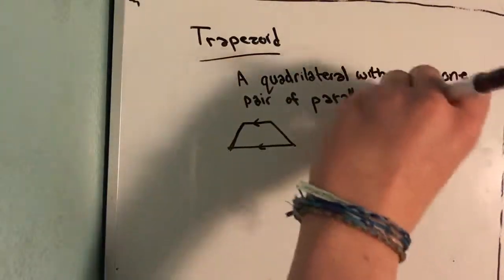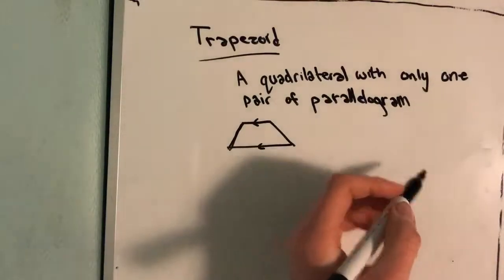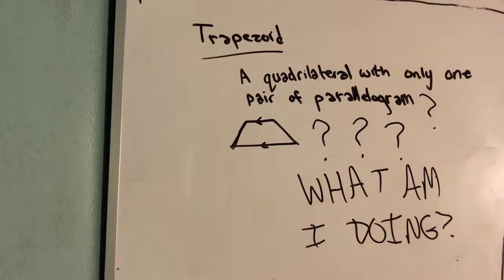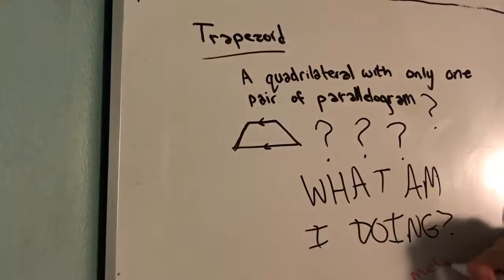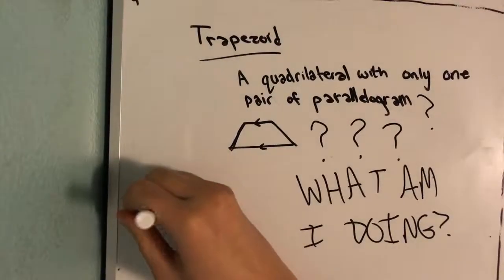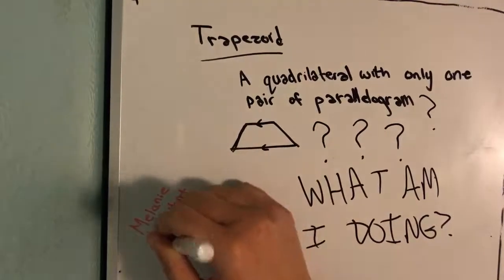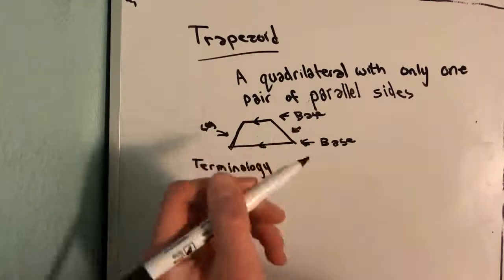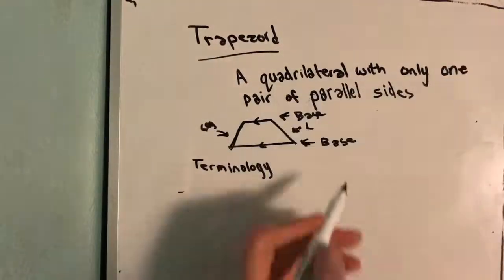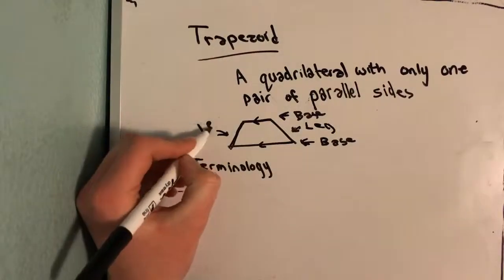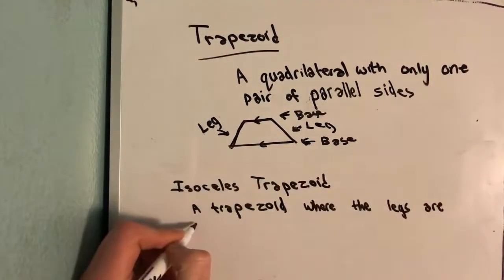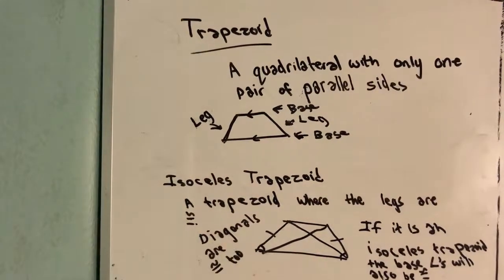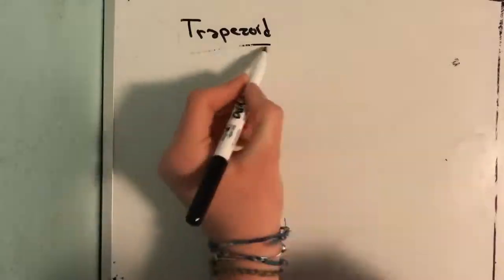Trapezoid, a quadrilateral with only one pair of parallel sides. In a trapezoid, the parallel sides are the bases and the other sides are the legs. An isosceles trapezoid is a trapezoid where the legs are congruent. In an isosceles trapezoid, the base angles and diagonals will be congruent.